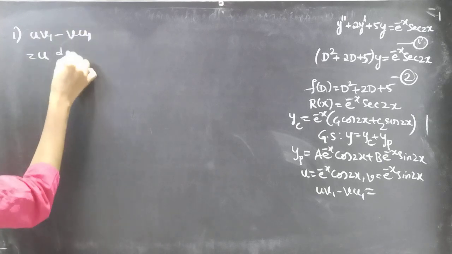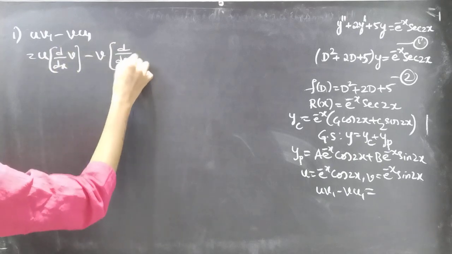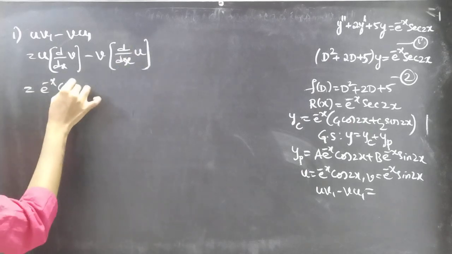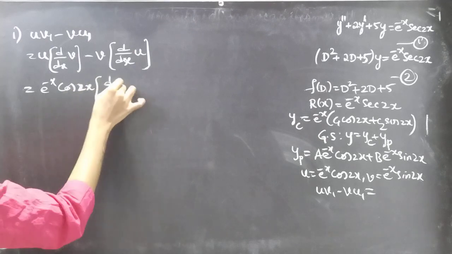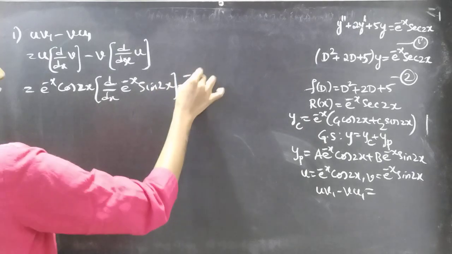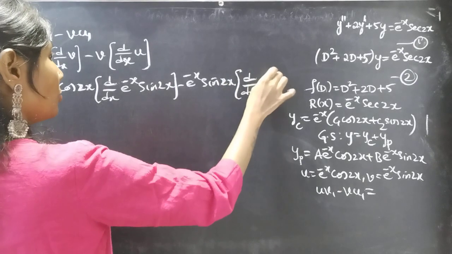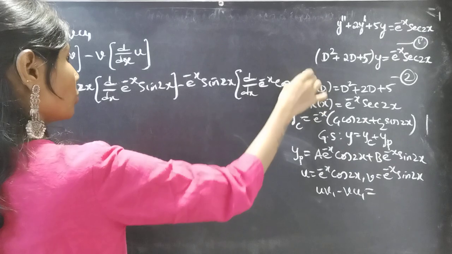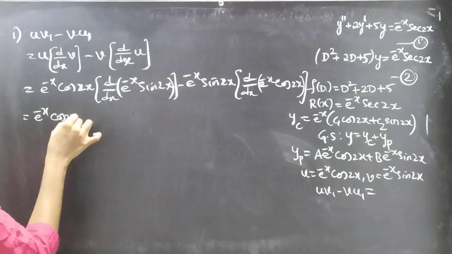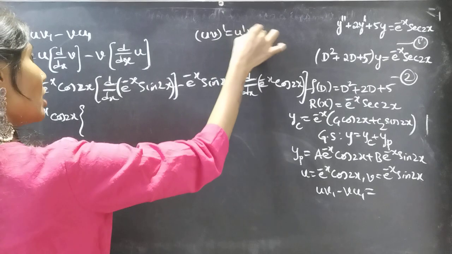u into v1 is nothing but the derivative of v with respect to x, minus v into u1 is nothing but the derivative of u with respect to x. Here u is e power minus x cos 2x, into v, which is e power minus x sin 2x, minus e power minus x sin 2x into the derivative of e power minus x cos 2x. Recall that uv whole dash equals u dash v plus v dash u, right?